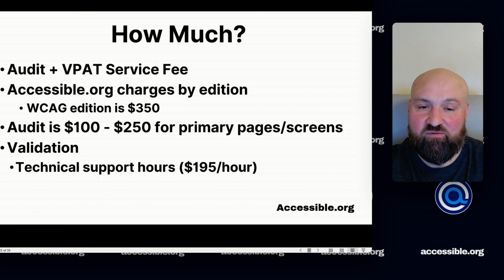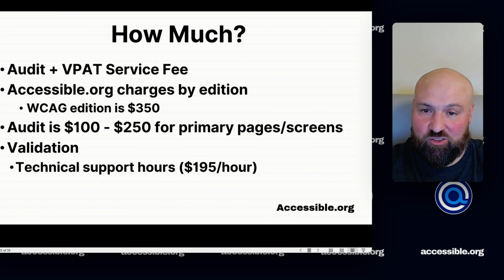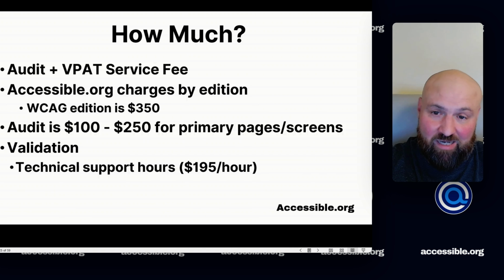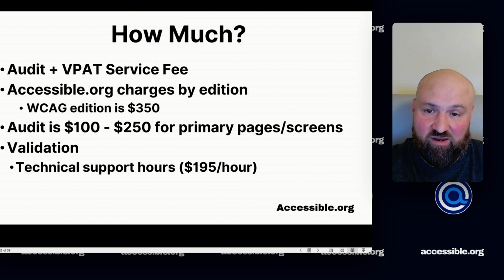So here we've gone ahead and the client has worked through the audit report. They have fixed the issues. Now we need to validate to make sure that those issues have indeed been resolved. And so we're going to use technical support hours to do this. And we charge $195 an hour for technical support to validate those issues. So these are the main costs in play when you go through accessible.org.